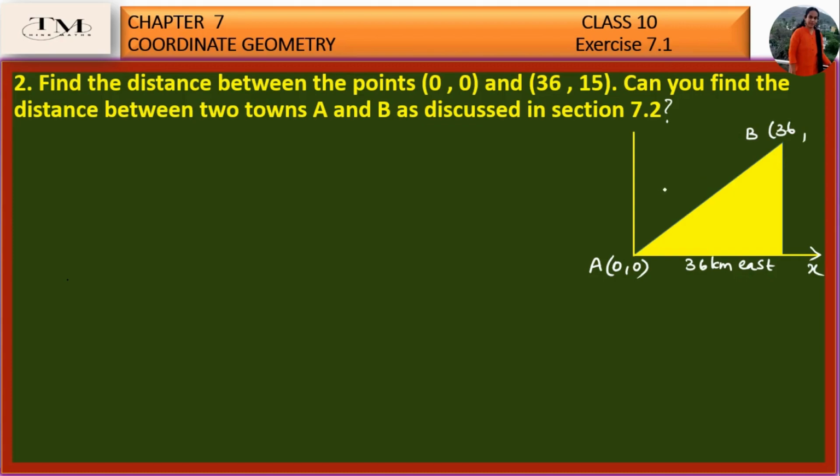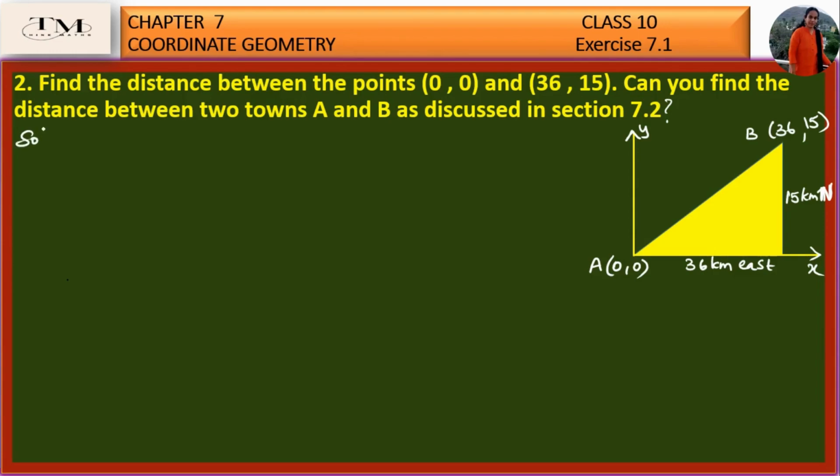Then what about the y coordinate? It is 15 kilometers north. 15 kilometers north means it moves upwards, so the y coordinate will be 15. The question is we have to find the distance between the two towns A and B. This is the same as finding the distance between 0, 0 and 36, 15. Okay children, if we find this distance, it is the same as the distance between the two towns A and B.